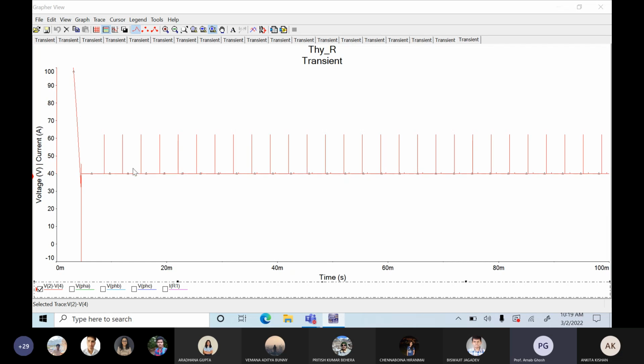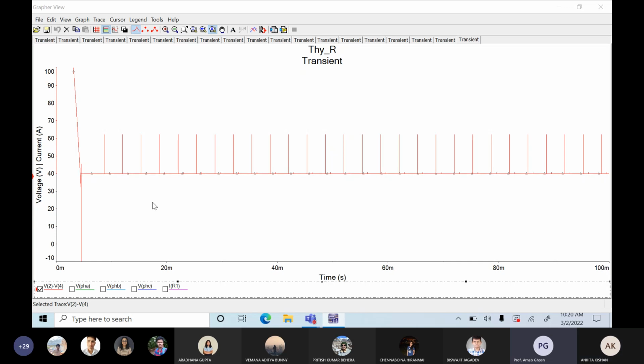Haan, Ankita. Am I audible? Yes, sir, you're audible. So how do you know that waveform is right or wrong? Actually, you can see that you are increasing the firing angle. If you are increasing it, there is some range after which the thyristor will not work. Why? Basically, due to the back EMF, E. The source will be below that value, so it is automatically off. So what will be the output voltage? Definitely, if the thyristor is not turned on, then the output voltage will be your back EMF, E. That's why it is coming.